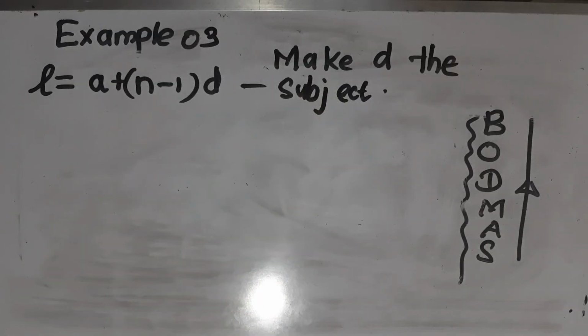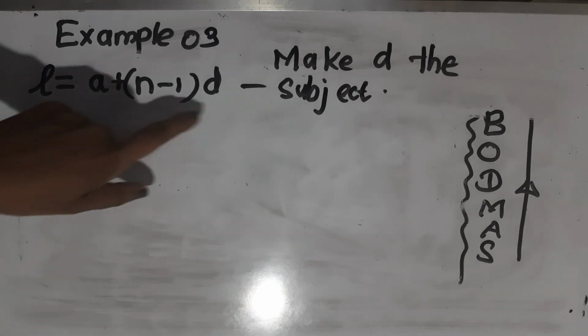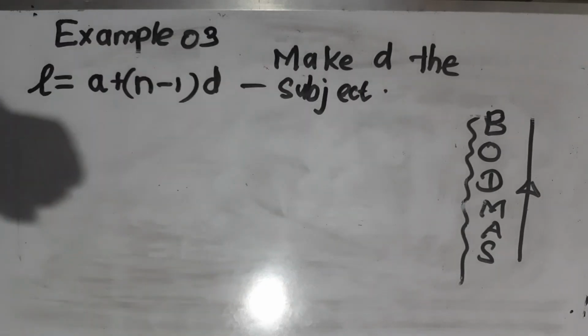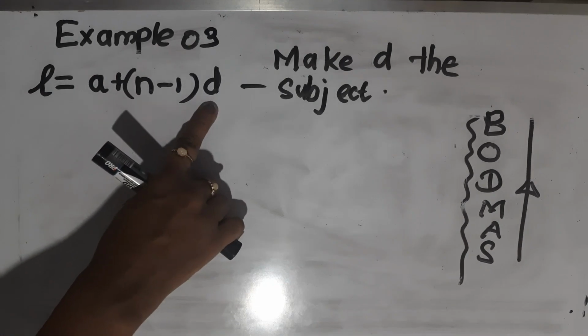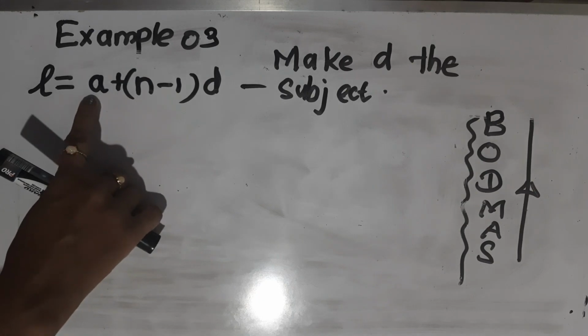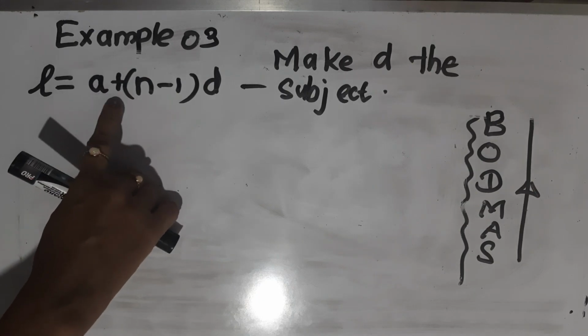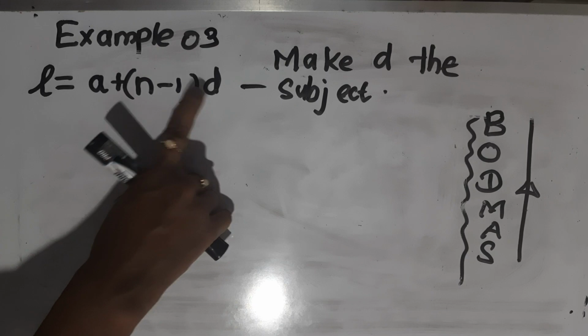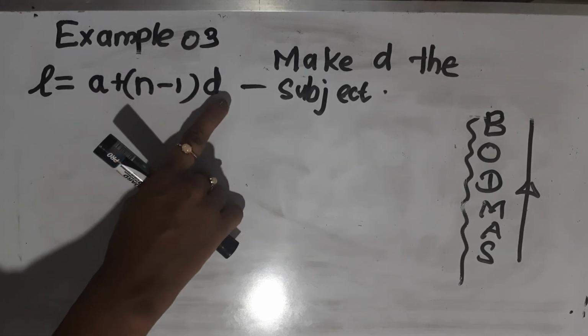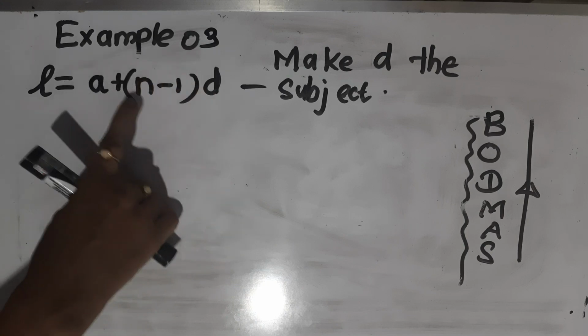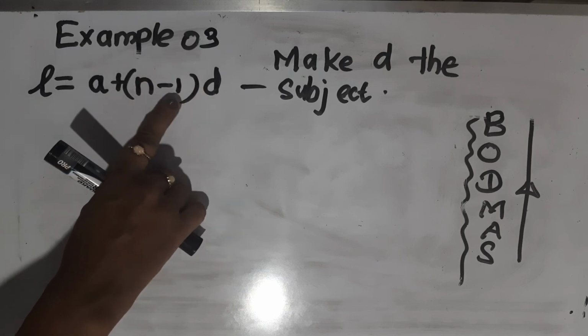Okay, our next example is L equals a plus n minus 1 times d. Make d the subject. So how to do this? We have to isolate d here. So what are the terms that are involved with d? A, as an addition, a has been involved. Then as a multiplication, n minus 1 is involved with d. Within brackets we have minus 1.